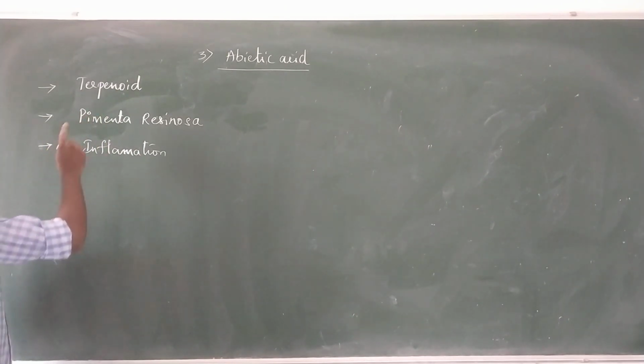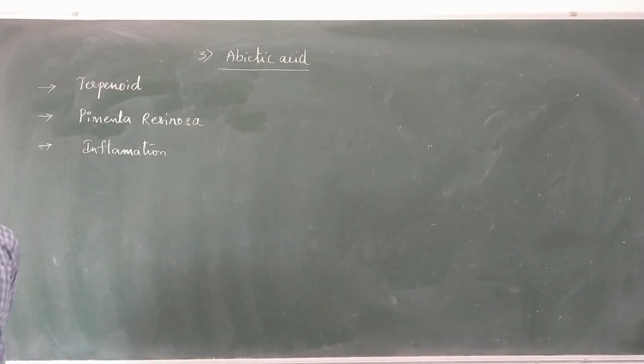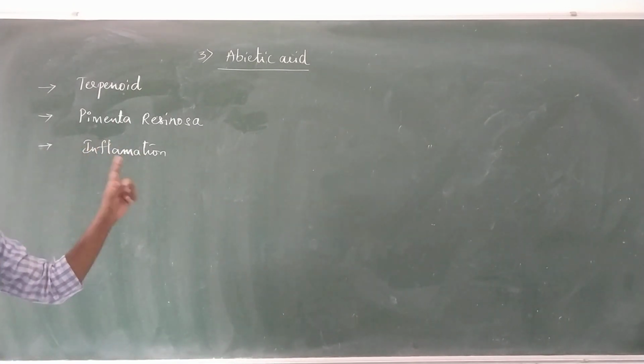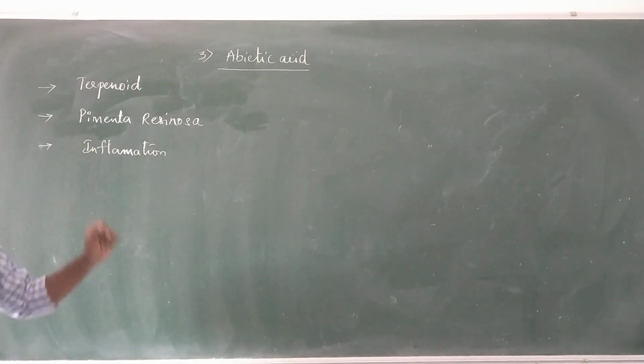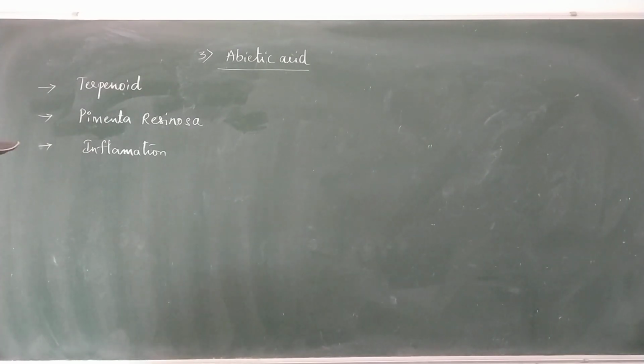So this is the introduction. Abietic acid is a terpenoid. It is isolated from the Pimenta resinosa plant. It is used to treat inflammation. So that's why it is said to be an anti-inflammatory drug.